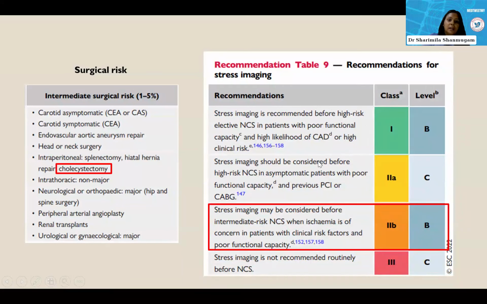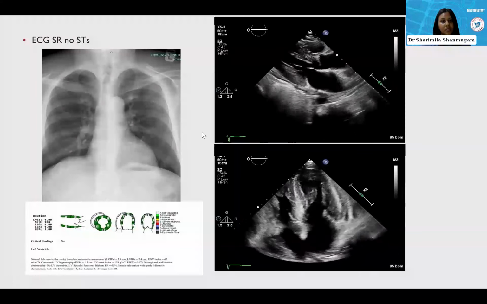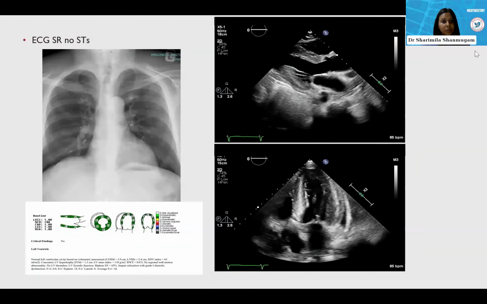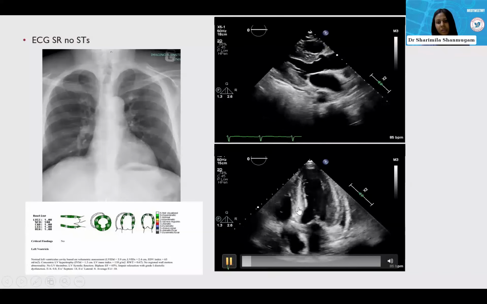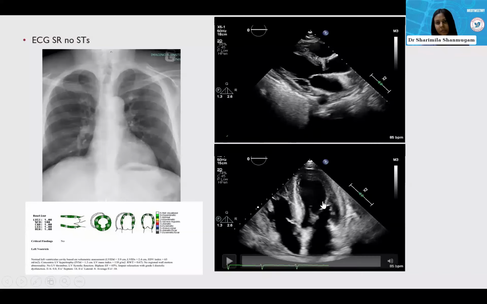Class 1B, you can consider it for high-risk patients who are asymptomatic but have poor functional capacity, or previously had angioplasty or bypass. 2A, yeah? For this patient, intermediate risk, ischemia is a concern because he has poor functional capacity, his METs was only 4. But it's not routinely done for patients that are asymptomatic or low risk, class 3. So ECG: sinus rhythm, no ST changes, slight cardiomegaly, but he also has a very good ejection fraction, about 60%.